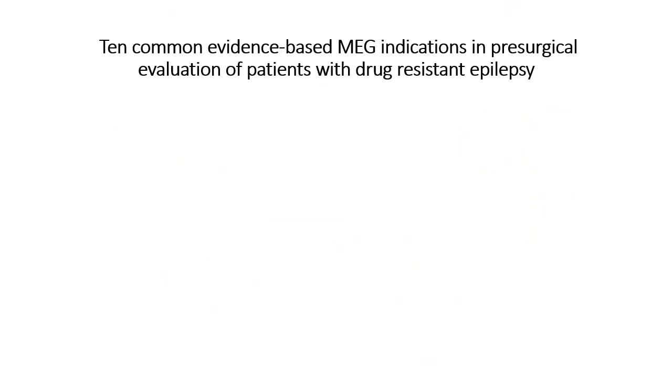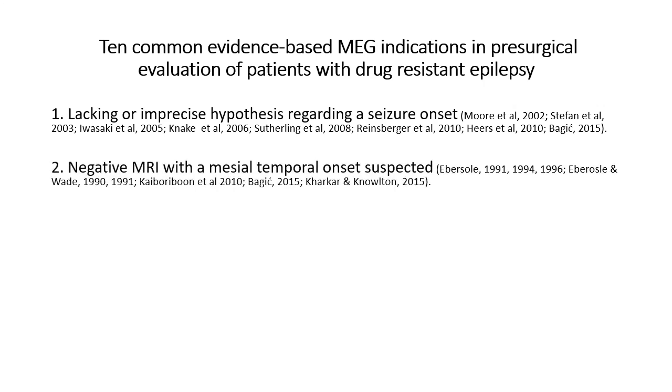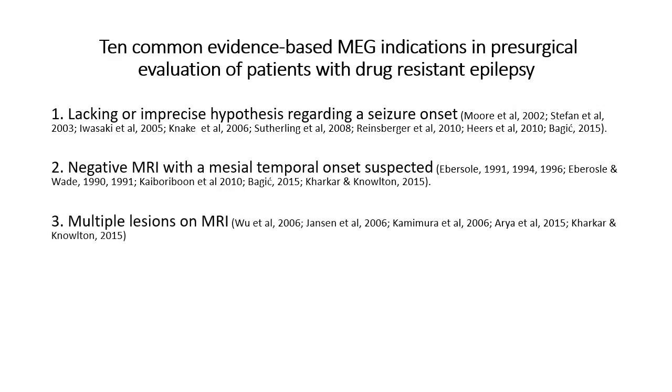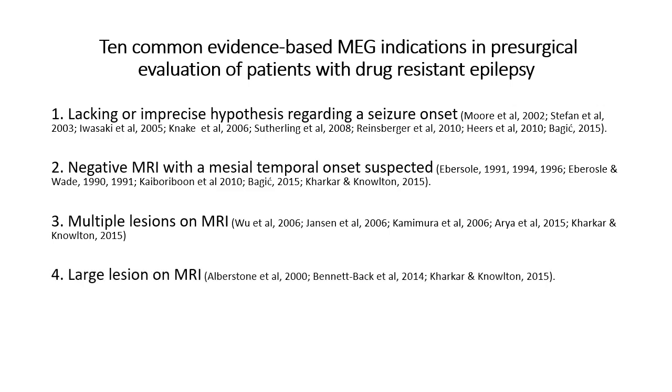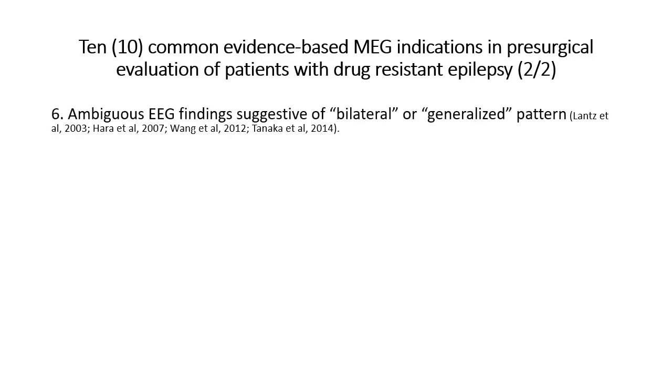Here we list the most common evidence-supported indications for MEG in drug-resistant epilepsy, along with the supporting literature. First, lacking or imprecise hypothesis regarding a seizure onset. 2, negative MRI with a mesial temporal onset suspected. 3, multiple lesions seen on an MRI. 4, a large lesion on an MRI. 5, diagnostic or therapeutic reoperation. 6, ambiguous EEG findings suggestive of bilateral or generalized pattern.